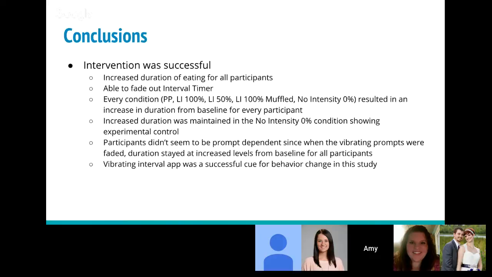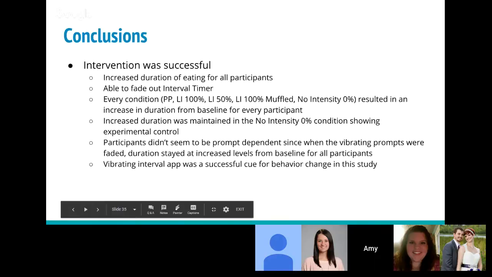Increased duration was maintained in the no intensity 0% condition, showing that there was experimental control. The participants didn't seem to be prompt dependent, since when the vibrating prompts were faded, duration stayed at increased levels from baseline for all participants, which is awesome. And the vibrating interval app was a successful cue for behavior change in this study, as shown by the results.